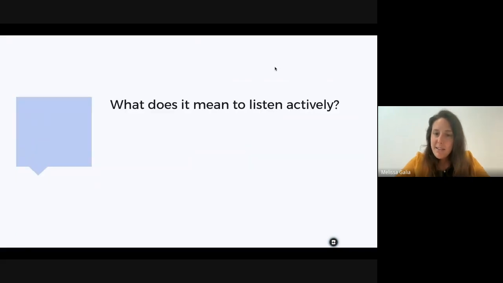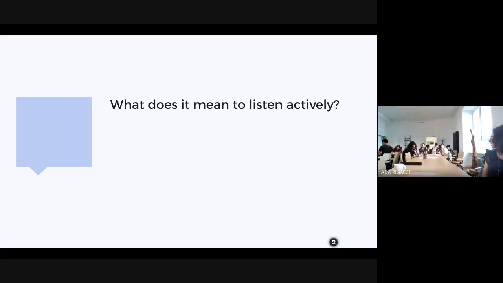Then, what does it mean to listen actively? So when we talk about active listening, what do we mean? Have you ever heard of the term active listening before today? Okay, very nice. Active listening. What do you think it could be? When you show interest. Perfect. When you show interest. Okay.